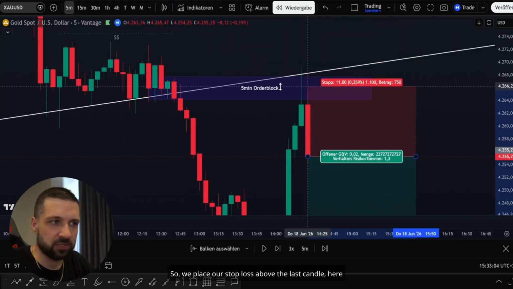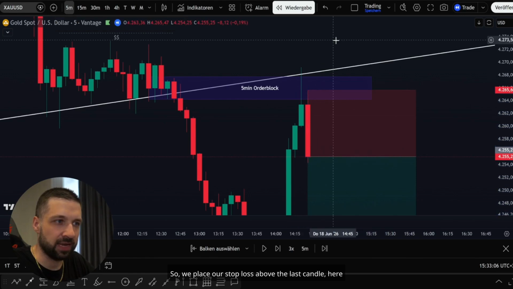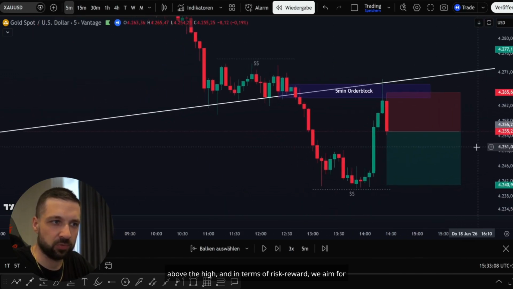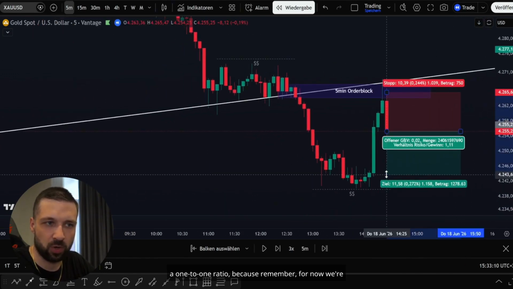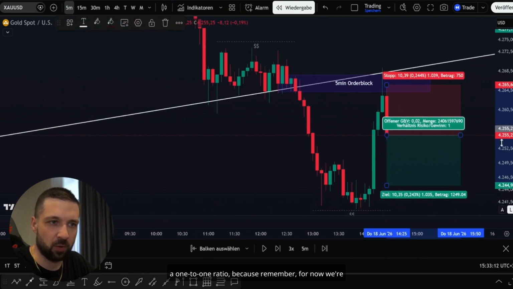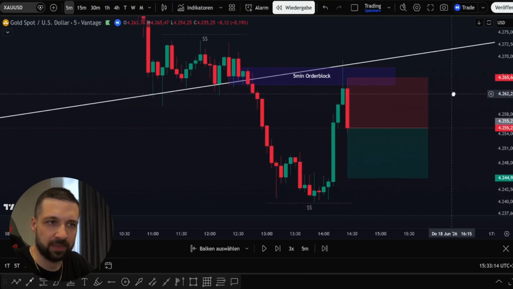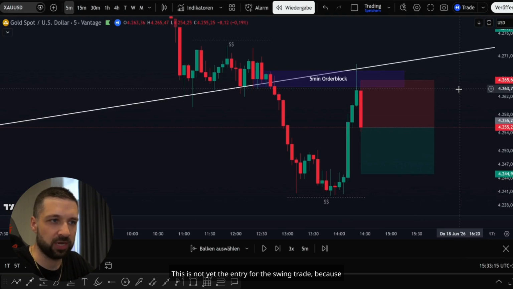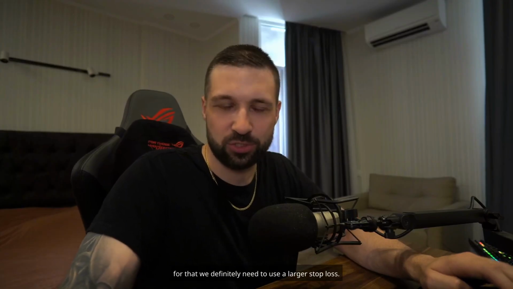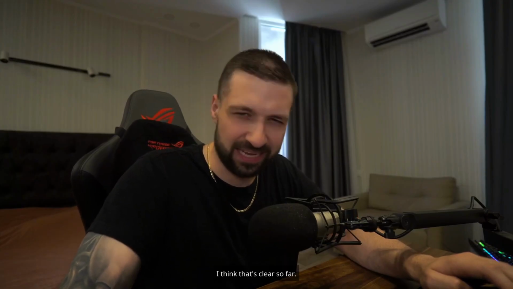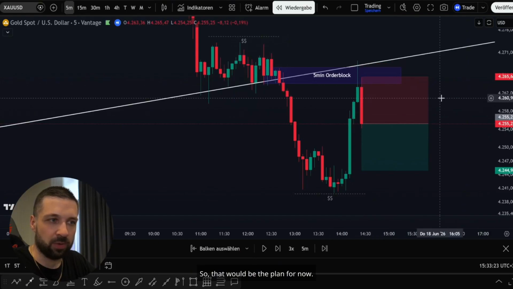So we place our stop loss above the last candle, here above the high, and in terms of risk reward, we aim for a 1-to-1 ratio, because remember, for now we're only looking at the scalping trade. This is not yet the entry for the swing trade, because for that we definitely need to use a larger stop loss. I think that's clear so far, so that would be the plan for now.